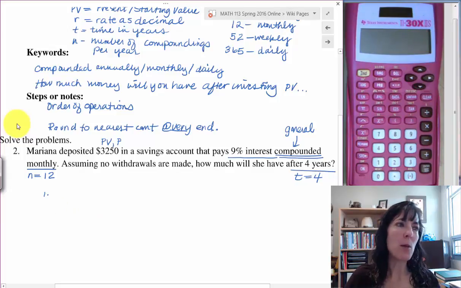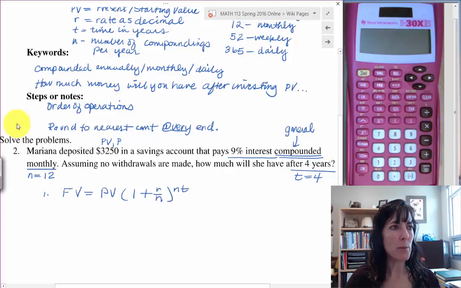So remember, first thing, I'm looking for that formula without anything plugged into it, every single problem. And so this one will be future value equals present value times the quantity 1 plus r over n raised to the nt power. And so my future value I'm still looking for. That's the thing I don't know, which is good because I don't have a value to plug in there. And then I'll have $3,250 times the quantity 1 plus my r.